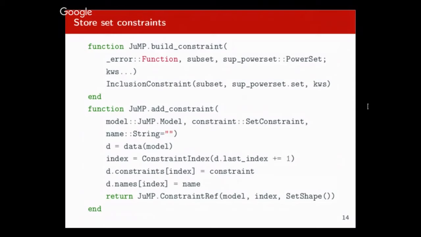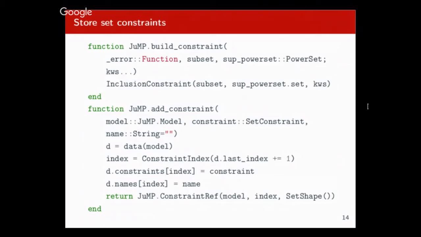Now, when the user, in the macro, you will go to build constraint. You will receive this set inside a power set. Again, JuMP will not recognize this because it doesn't know this type. And so what you do is you create a constraint object, just like I explained in the tutorial yesterday. So you create an inclusion constraint with some set and then the other set. And then when you call add constraint, again, JuMP will not recognize this. You only know scalar and vector constraints. And what you'd like to do is, it actually depends.